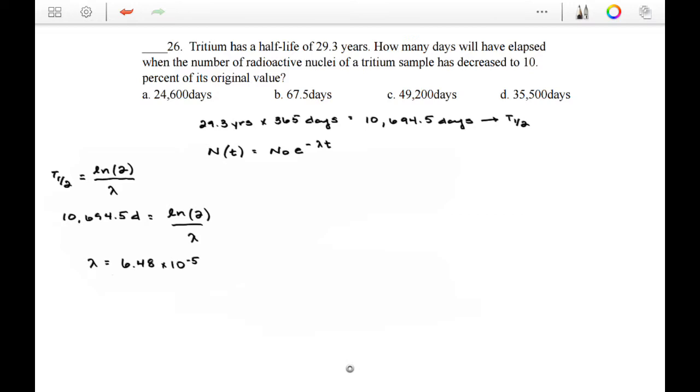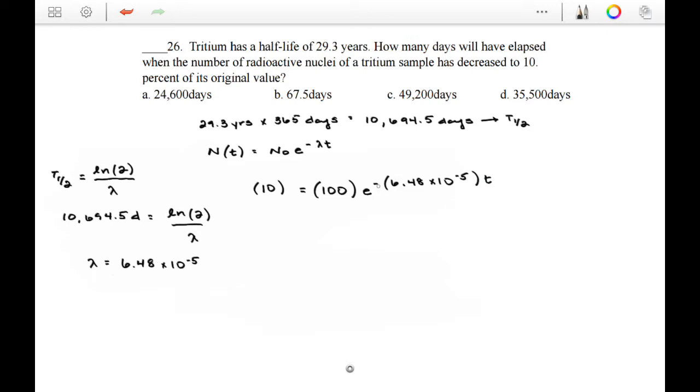What I'm going to do here is plug in 100 for the initial amount of radioactive nuclei. The unit doesn't necessarily matter. I'm going to plug in 100, and then I know that at time t, I have only 10% left of its original value, so I can plug in 10, because 10 is 10% of 100. So 10 at time t is equal to 100 times e to the negative, I know my decay constant, 6.48 times 10 to the negative 5 times time.